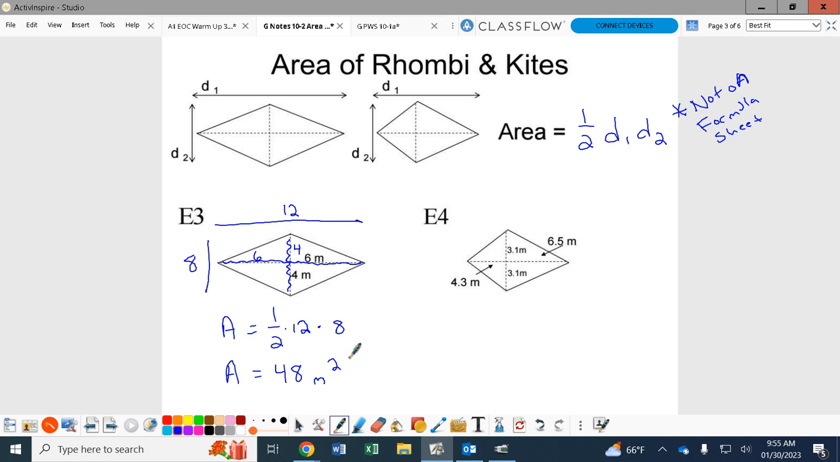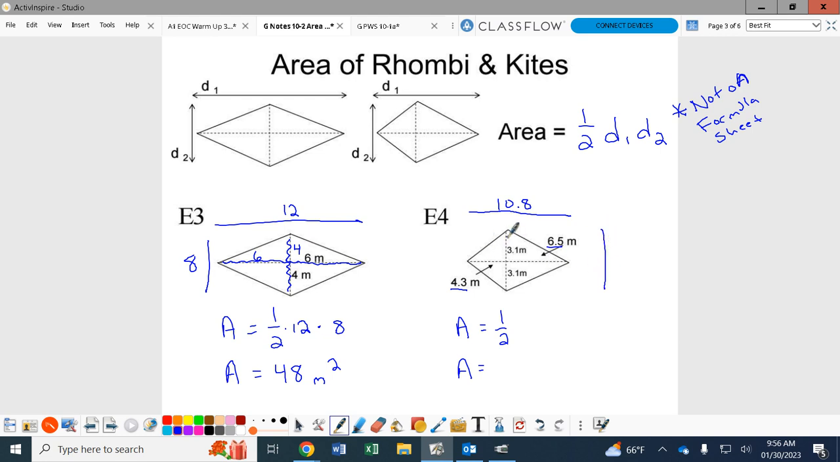Okay, same thing on the next one. This is a kite, however, but guys, the same formula applies to both of them. It is a kite, so 1/2 times diagonal 1 times diagonal 2. But we can't tell what the diagonals are until we add up the pieces. If we add up the pieces going from left to right horizontally, we'd be adding up 4.3 and 6.5. Add those together, tell me what you get for that first diagonal. What's that give you guys? 10.8.